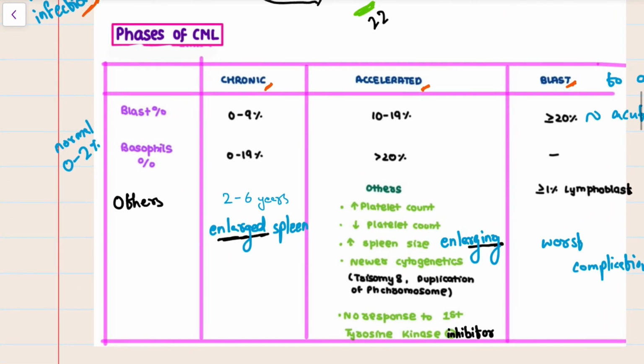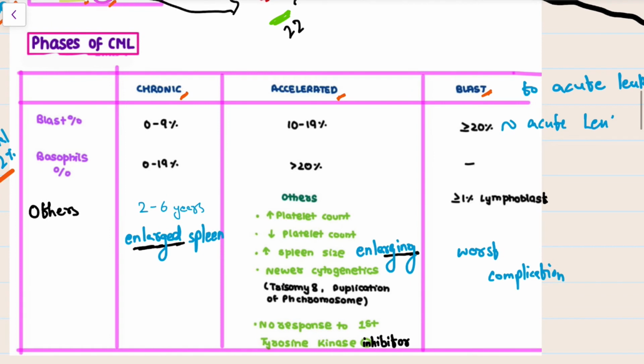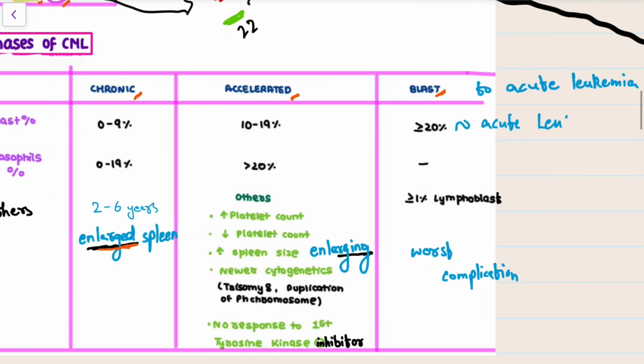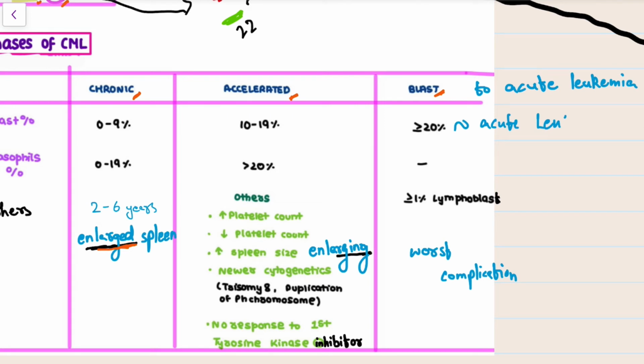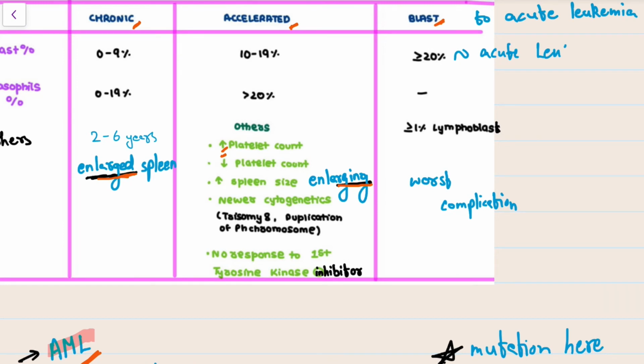So yeah, and basophils' normal range is actually 0 to 2%. It only increases during an allergic reaction, but in the chronic phase it's 0 to 19%, and in the accelerated phase it's greater than 20%. The other characteristic features are, see, the chronic phase happens for 2 to 6 years, and the patient has an enlarged spleen. And in the accelerated phase, platelet counts may fluctuate. It may increase or it may decrease. And then the spleen size is increasing, present tense. It is increasing, and in the chronic phase, it was increased.